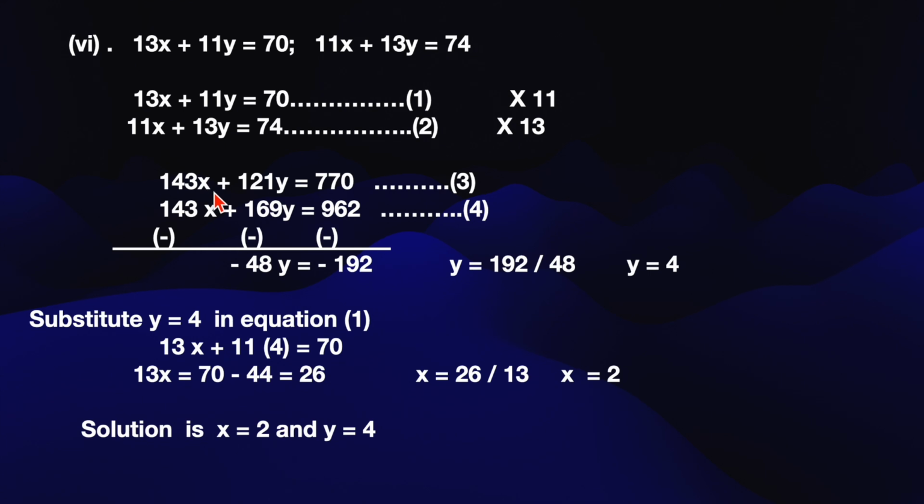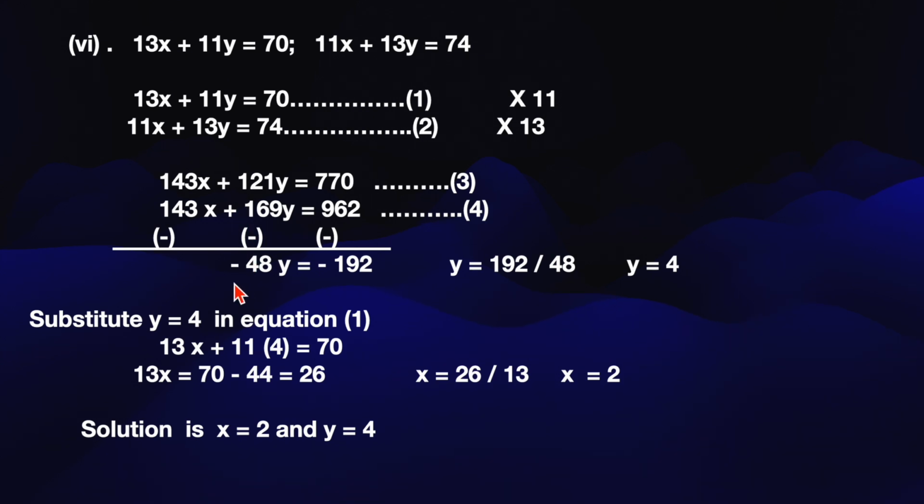You get 143x plus 121y is equal to 770. Okay. Now take the second equation. What should you multiply with 11 to get 143? You have to multiply with 13. Multiply the whole equation with 13. 143x plus 169y is equal to 962. Okay, now we can easily eliminate this. Change the sign. Make this positive negative. This positive will become negative. This will also become negative.